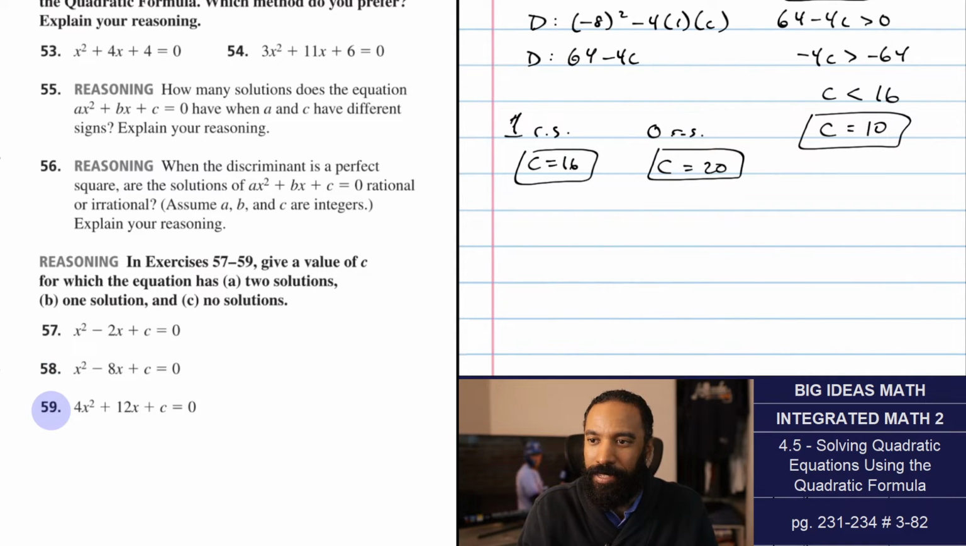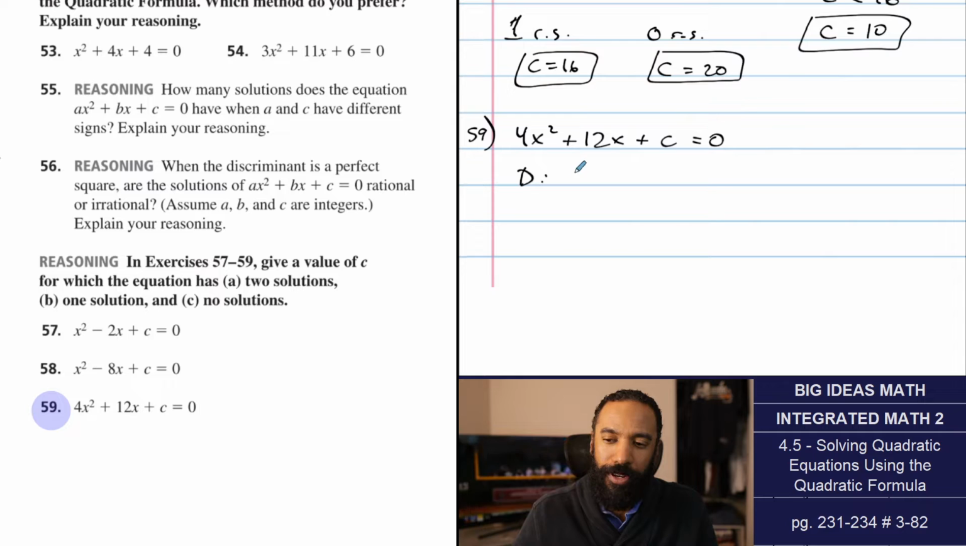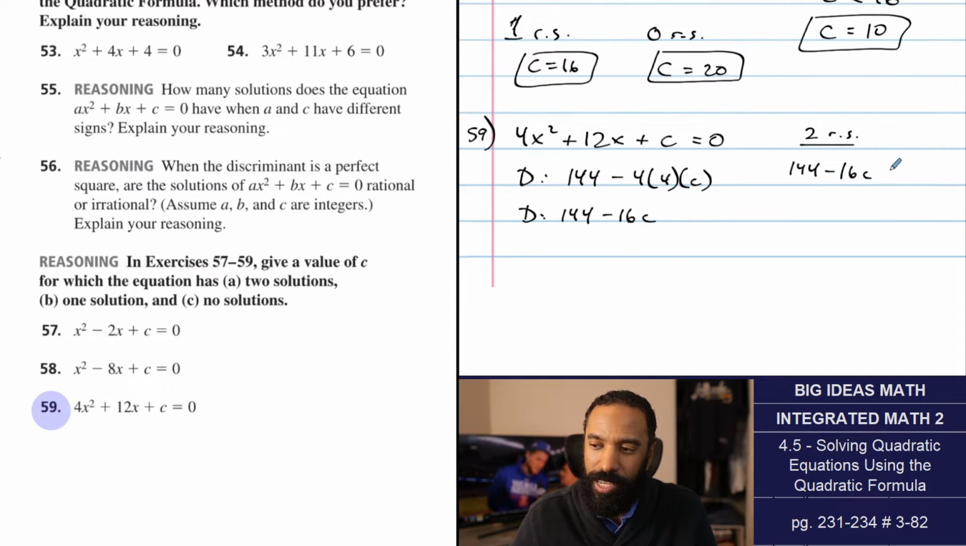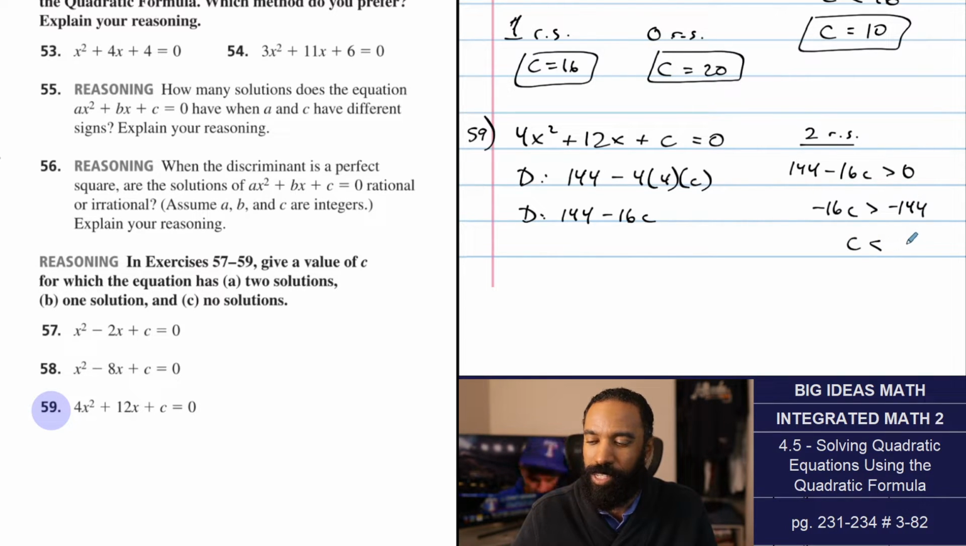All right, number 59. I don't want to complete the square here. So for the discriminant, we're going to do 12 squared, 144, minus 4 times 4 times c. So the discriminant is 144 minus 16c. Now we have to check for two real solutions when 144 minus 16c is greater than 0. Subtract the 144 over and divide both sides by negative 16. You'll get c is less than 9.